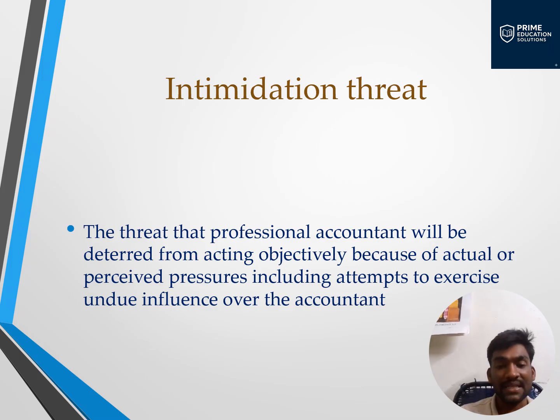We are putting pressure on the professional accountant to stop him from acting objectively, and we are also attempting to exercise undue influence over the accountant, to make him compromise his objectivity. The threat is that the professional accountant will be deterred from acting objectively because of actual and perceived pressures, including attempts to exercise undue influence over the accountant.